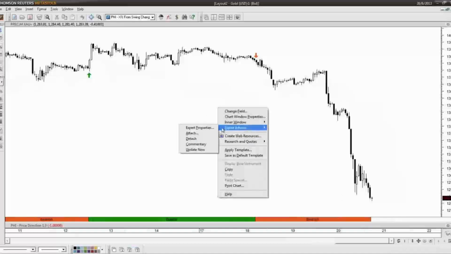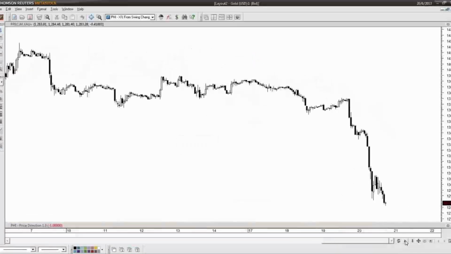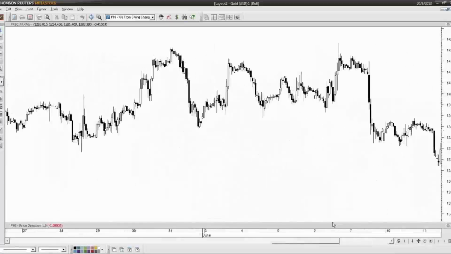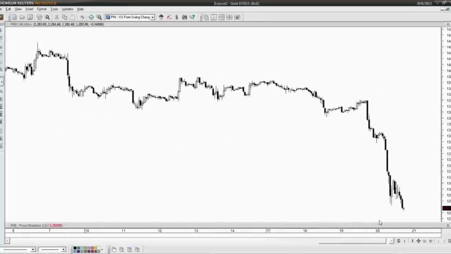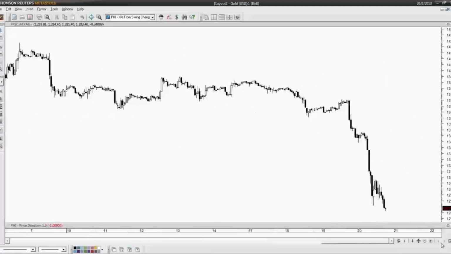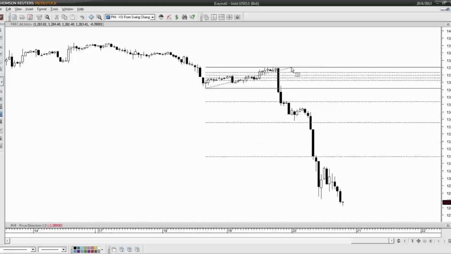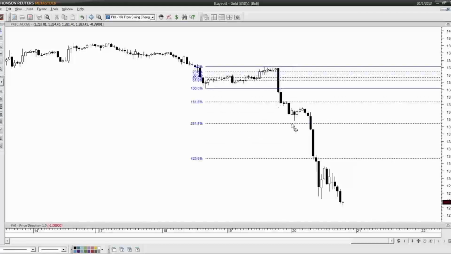So let me remove this character here and let's see what is happening. What was happening here? Let's see what happened today. Yes, so today, actually, we didn't have a failure swing because the market was going down. It came up, but still you would short below this level here. So you go short there, you put your target there, 161, 261, you close your position, and then the market continued all the way down there, and you hate yourself, right?